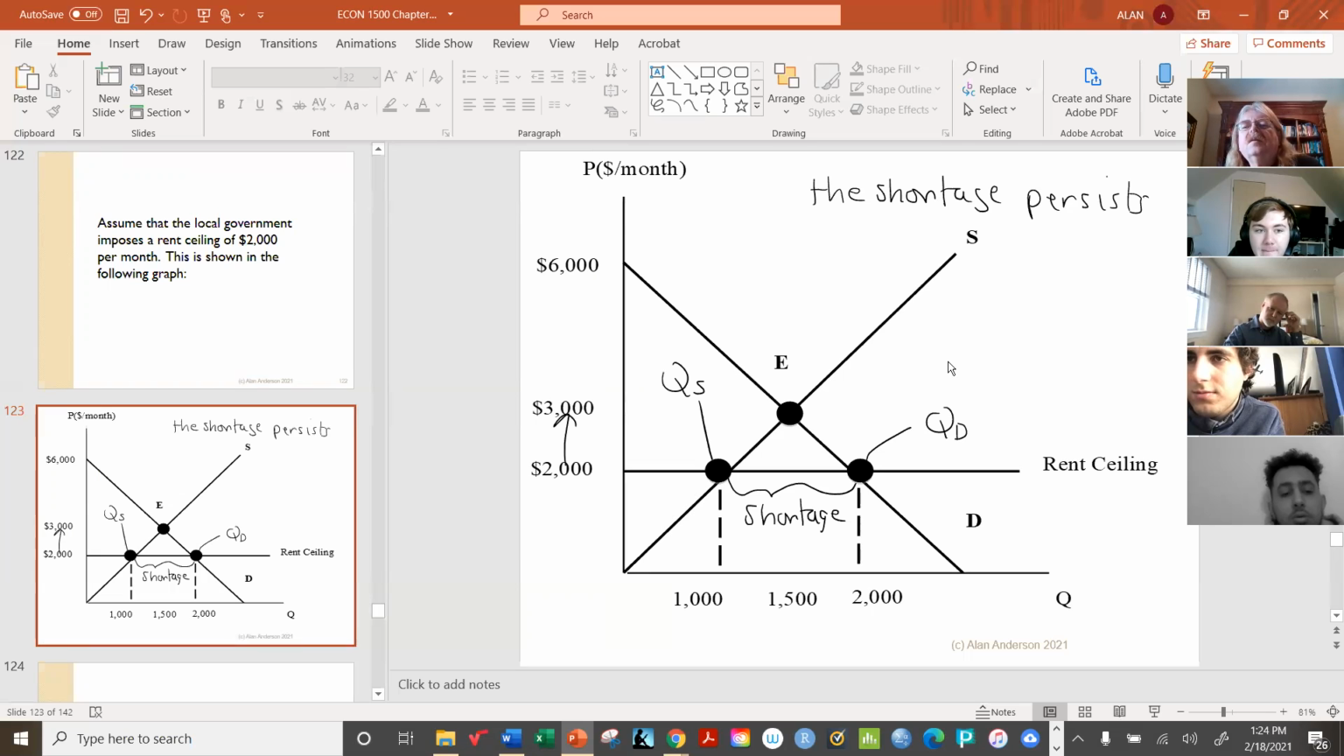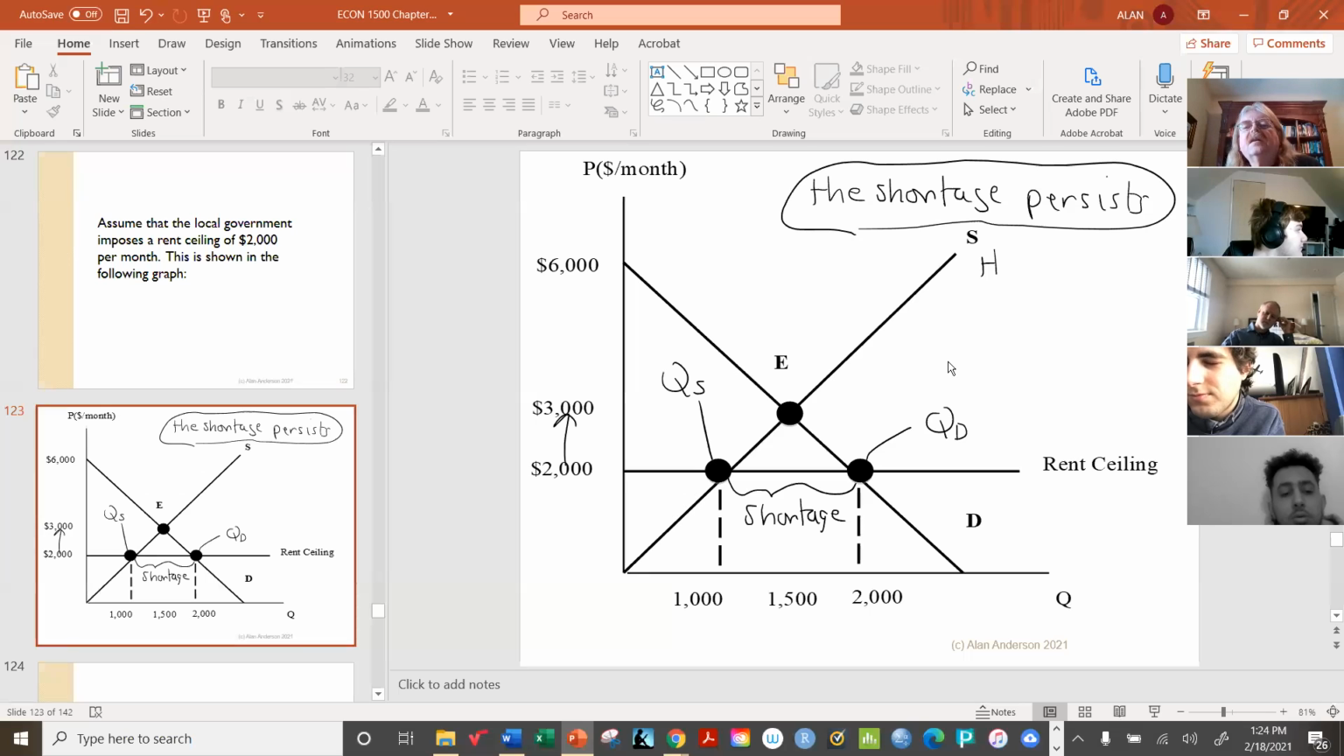But anyway, this is basically going to create a permanent shortage and probably a deterioration in the quality of the housing stock, because the cost of maintaining the buildings may be more than the landlords can afford. So there is also a deterioration of the housing stock.